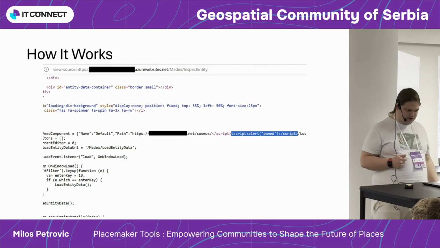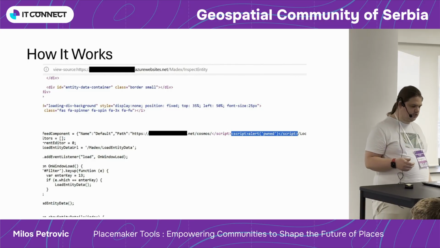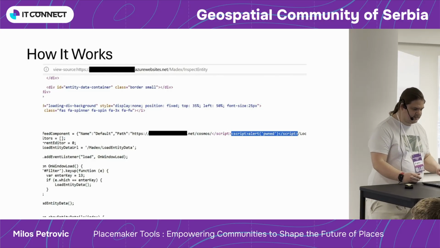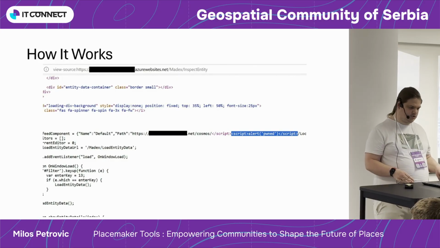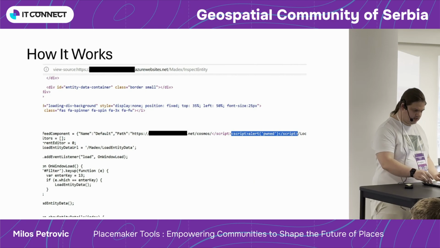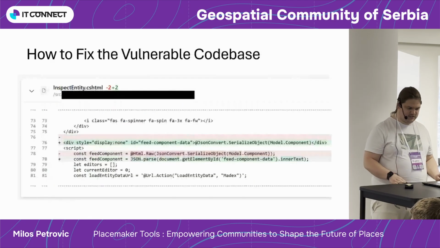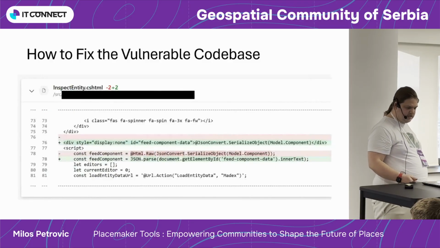Here is an example of how it works, in view source. So you get a result, and here you see that script that is being executed. That's reflecting what is being passed. And here is how to fix this. This was real production code. Now it's changed to this.